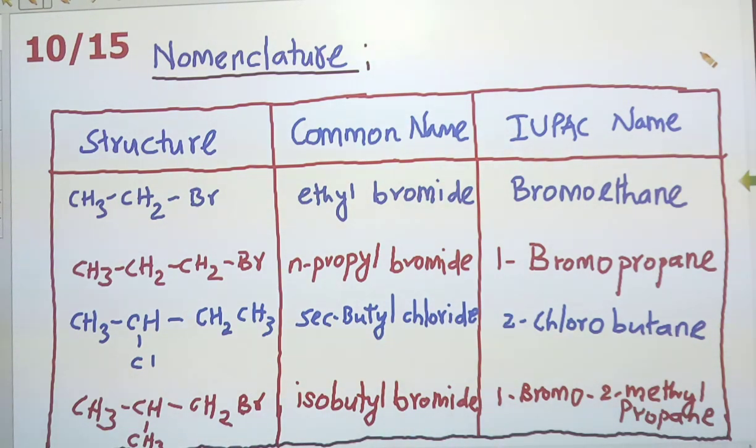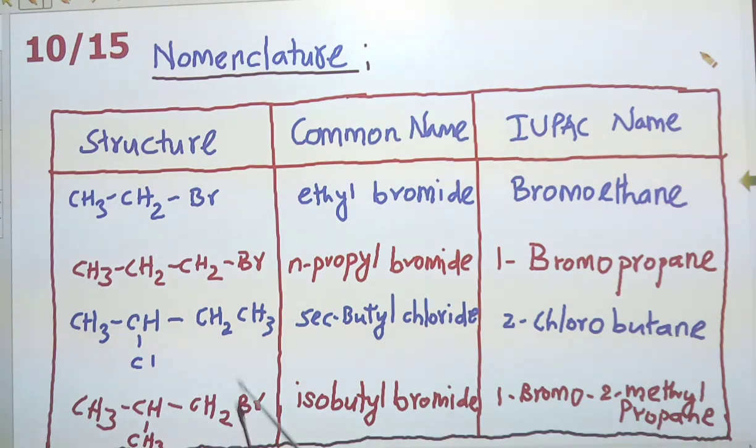When we go for the second structure, we have to give the numbering from right to left, because the carbon where the halogen atom is placed will be the first carbon here. So here the common name will be n-propyl bromide, whereas the IUPAC name will be 1-bromopropane. When we go for the third structure, here the halogen atom chlorine is attached to the second carbon. So we can call it 2-chlorobutane in IUPAC name, and for the common name, secondary butyl chloride.